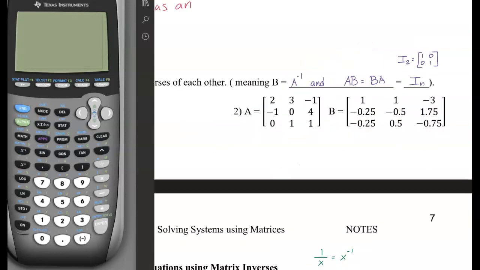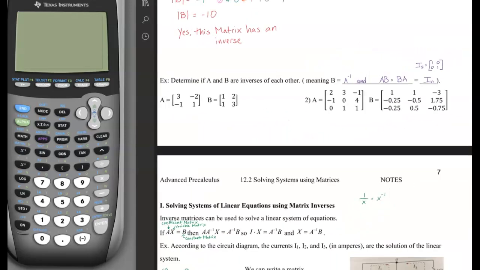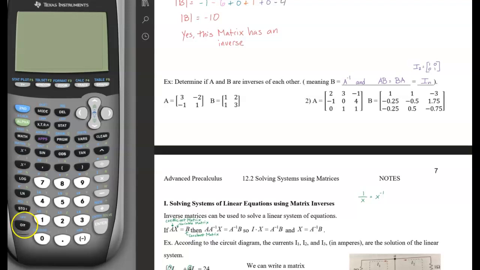So anyway, what I'm getting at is to figure out if two matrices are inverses, all you have to do is multiply them in your calculator, and if it equals an identity matrix, you know that they're inverses. If it doesn't equal an identity matrix, oh my gosh, they're not inverses.